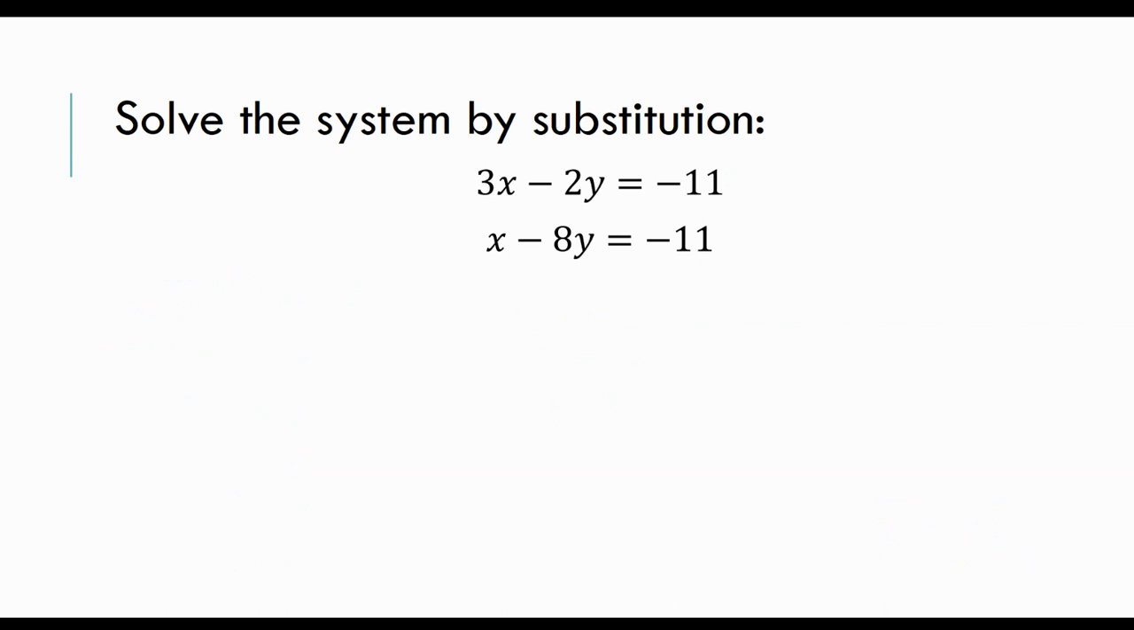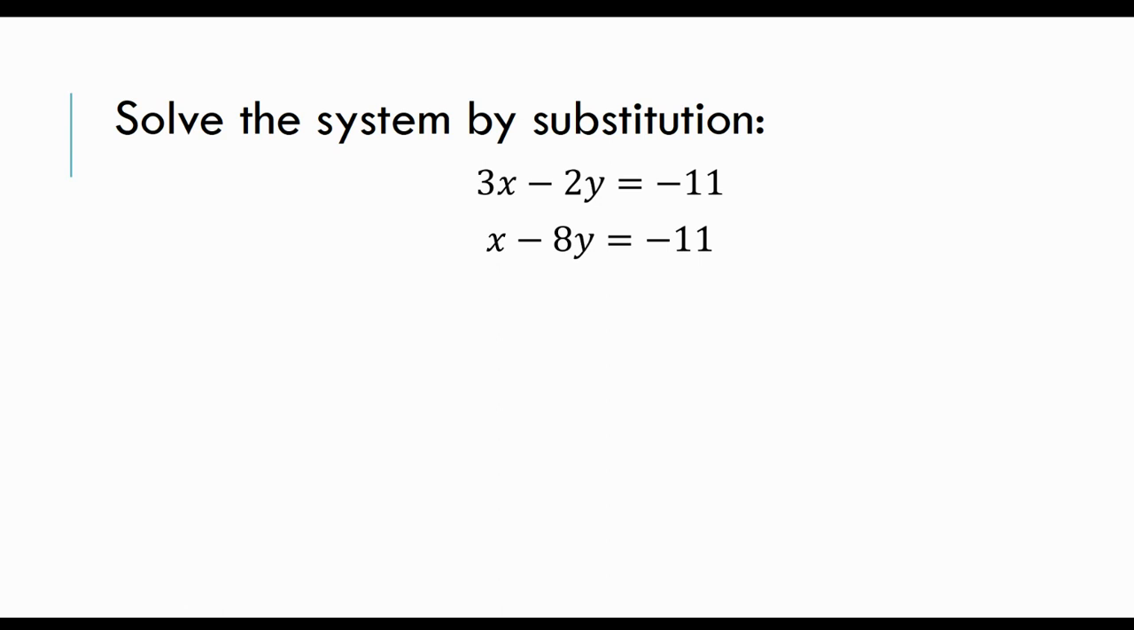Let's take a look at another example. We've got to solve by substitution. We have 3x minus 2y equals negative 11. And x minus 8y equals negative 11. As you can see in this example, we do not start off with a variable isolated by itself. I don't see x equals, I don't see y equals.